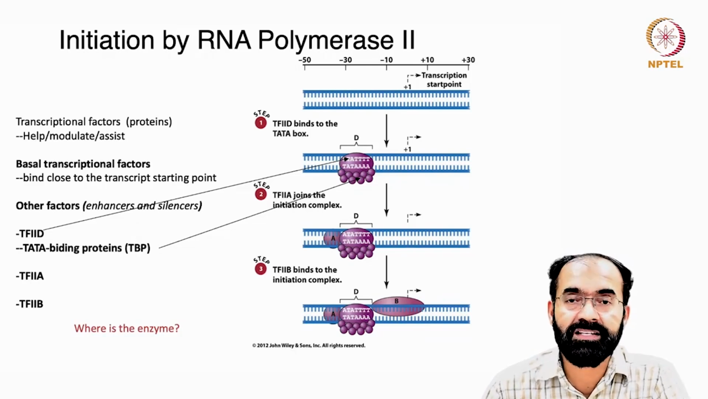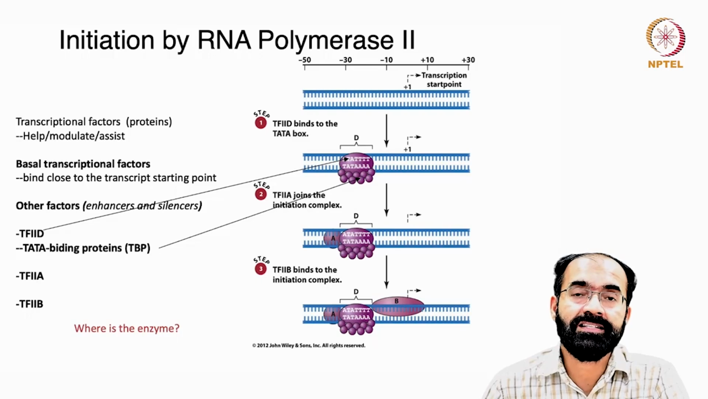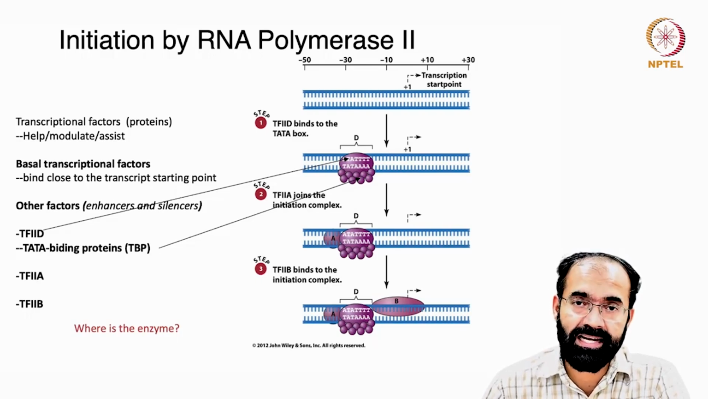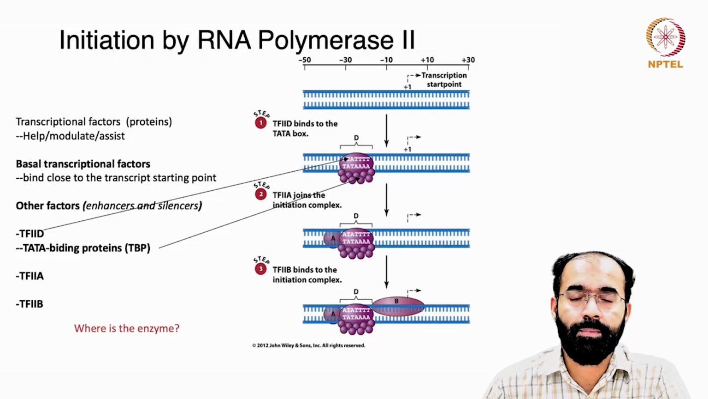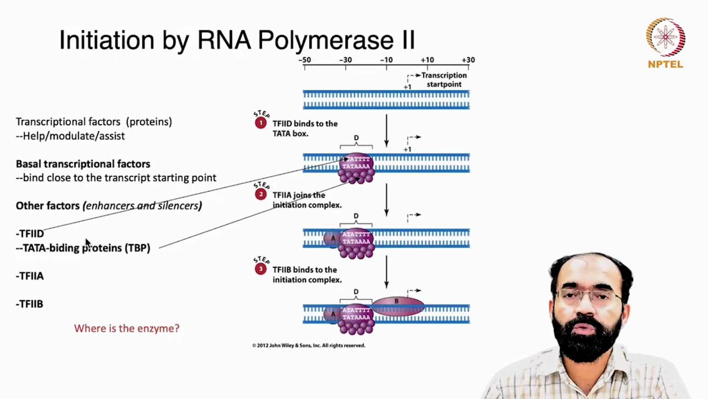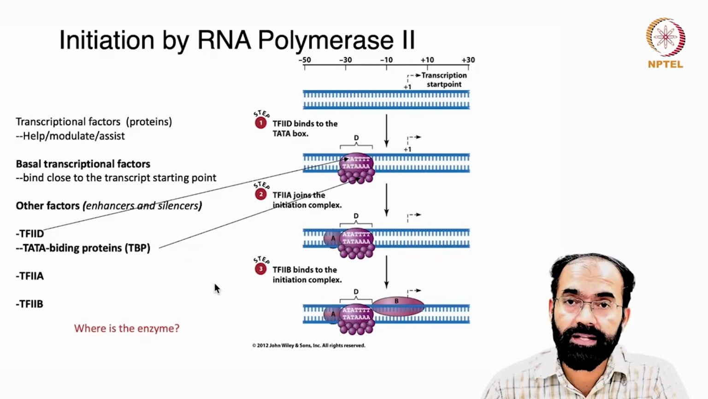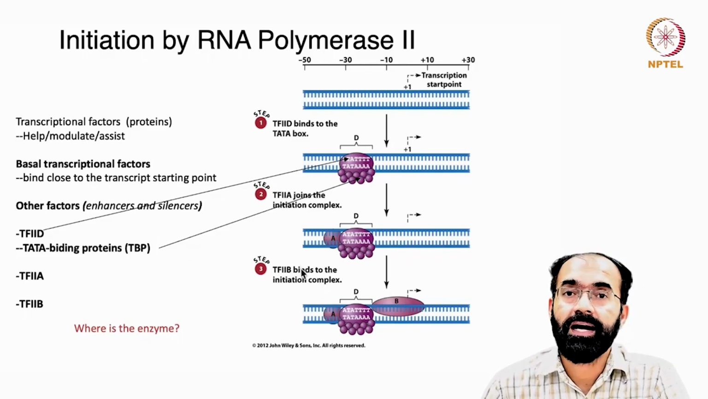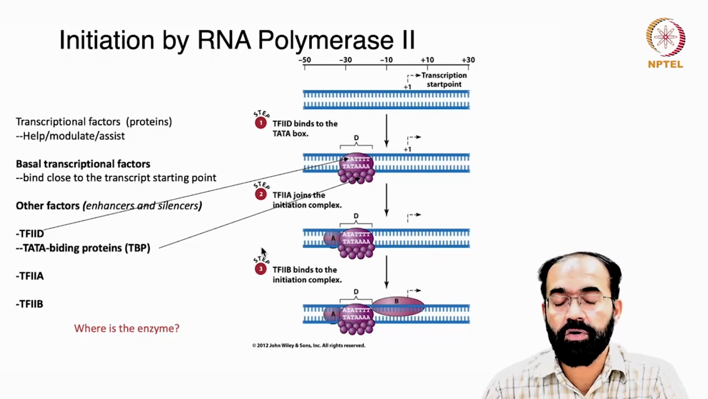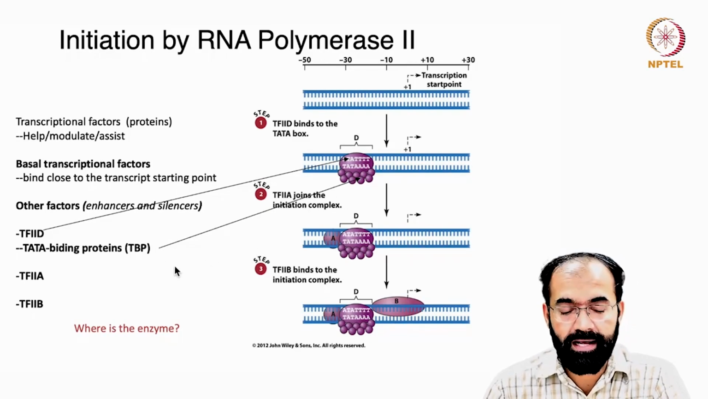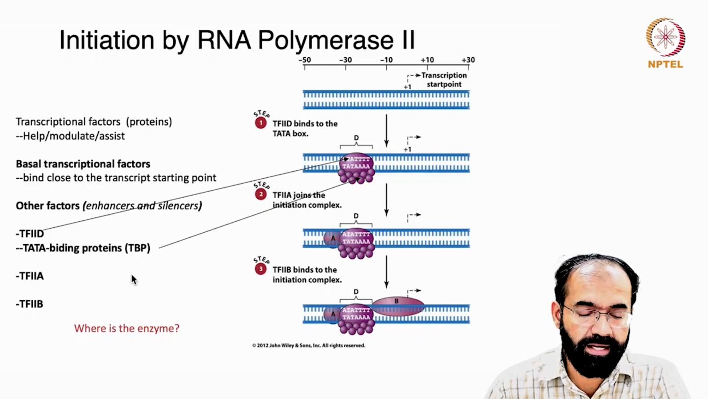They are called enhancers and silencers. Enhancers accelerate the transcribability of a gene, and silencers reduce the transcribability of a gene. TF2D is the first factor that binds, and that is further assisted by other factors. And TF2D is also called TBP, or TATA box binding protein.